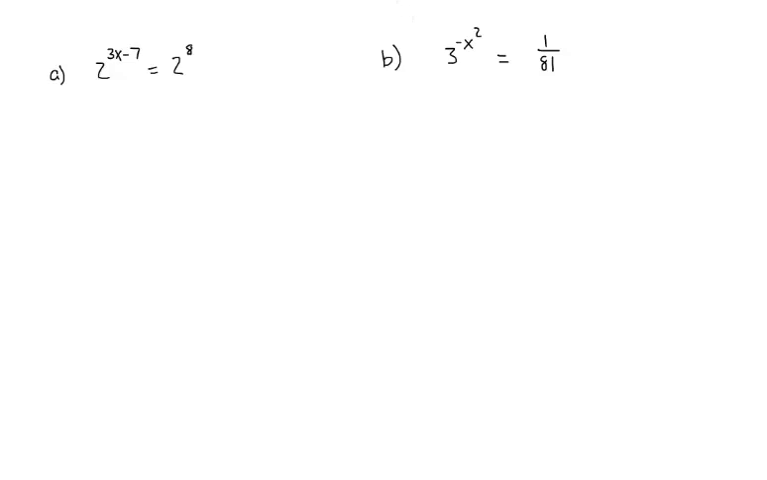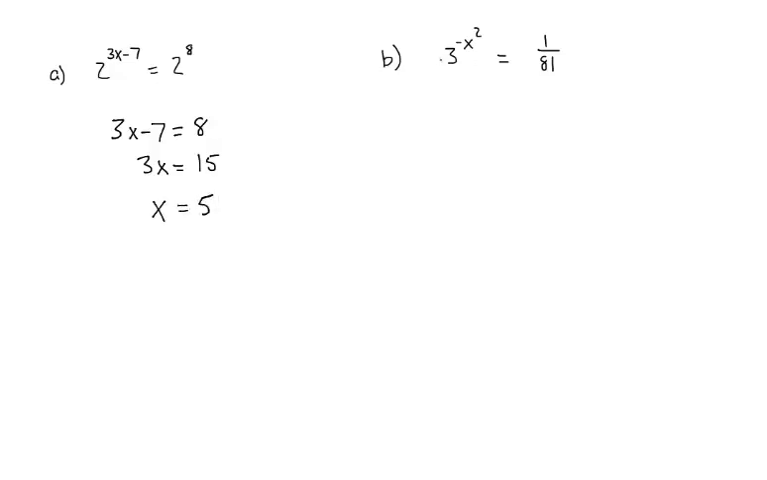Here we want to solve for x. So I have in a 2 raised to the 3x minus 7 is equal to 2 raised to the 8th. Remember, if the bases are the same and we want this expression to be true, then we're just going to set the exponents equal to each other. So we're going to say 3x minus 7 is equal to 8, 3x is equal to 15, and x is equal to 5.